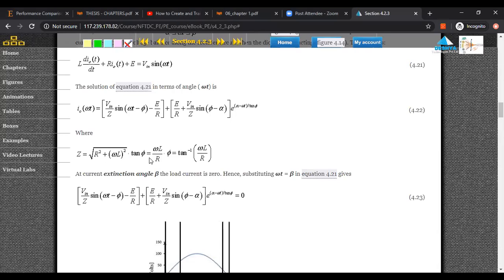So tan phi is B by A, that's B is omega L by R, and phi is tan inverse of that. So I get that. And here he says at current extinction angle beta, the load current is 0. So hence substituting omega t is equal to beta. I'll come back to that.